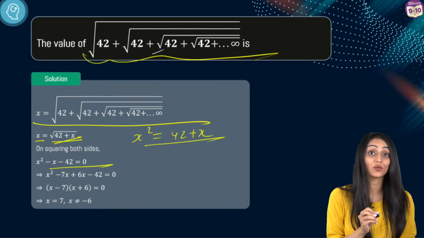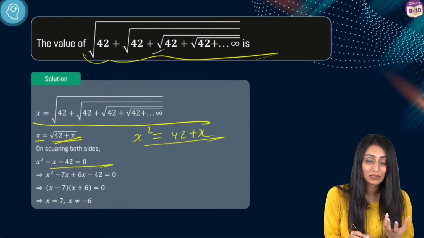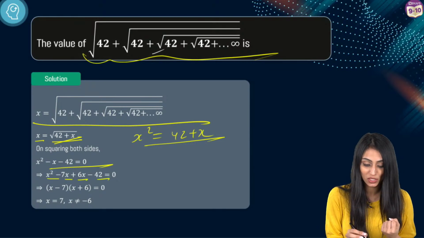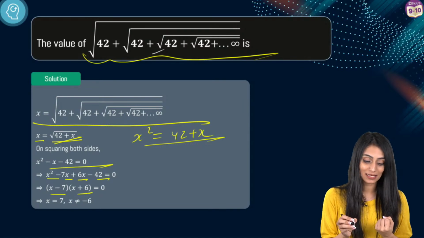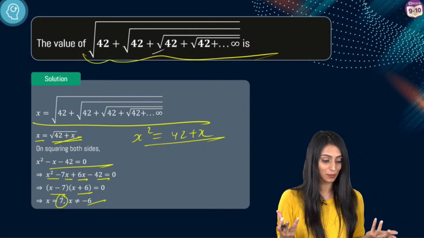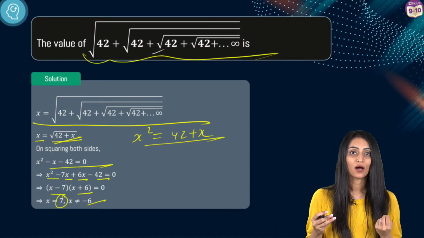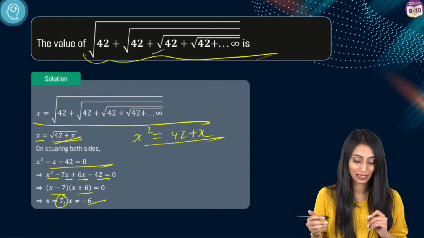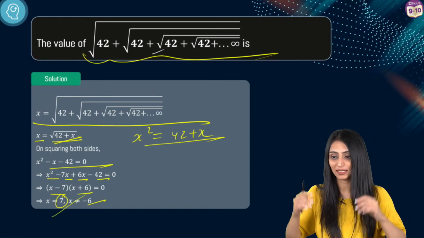Now let's take everything on one side. So we will do the middle term splitting then. x square minus 7x plus 6x minus 42 equals 0. x minus 7 times x plus 6 equals 0. So two values are here. We will be considering the positive number, right? Because the whole thing is in square root, so the value can't be negative. So the value is going to be positive in that case, 7.